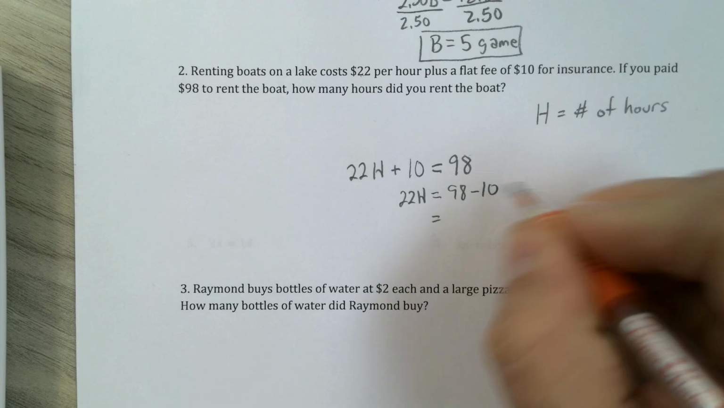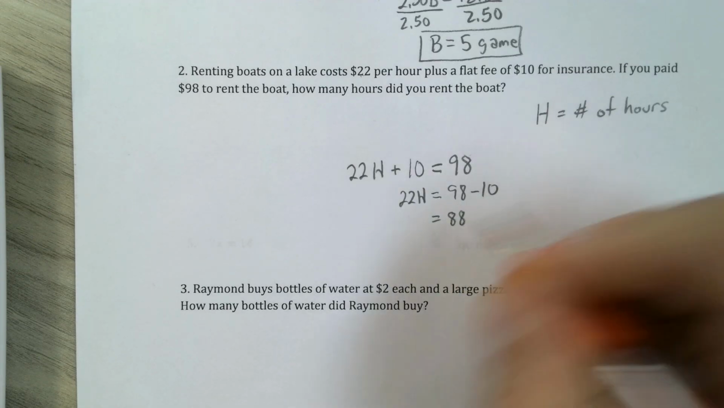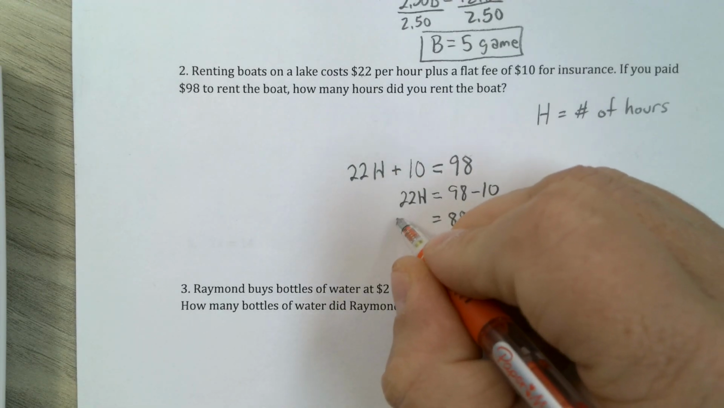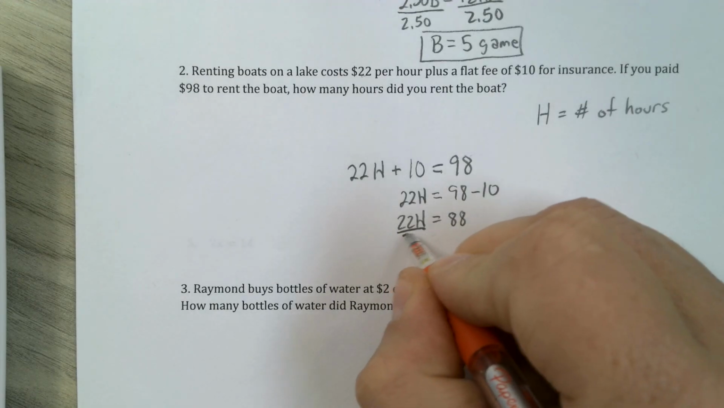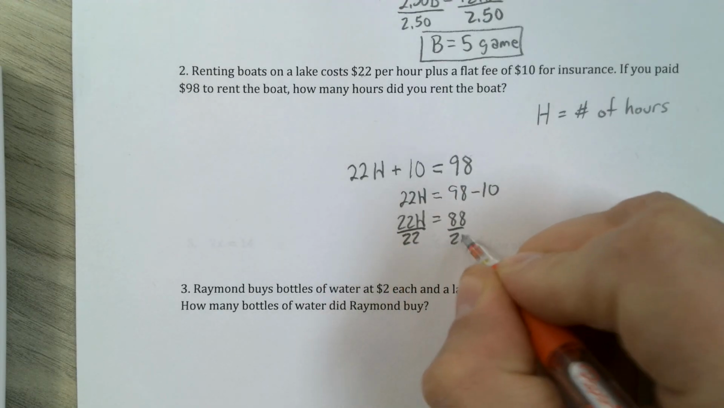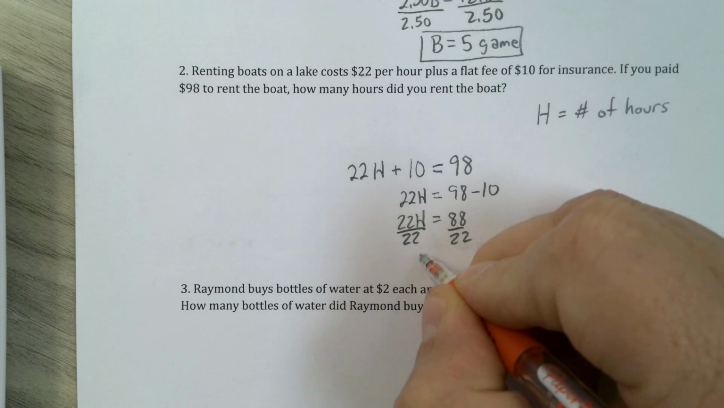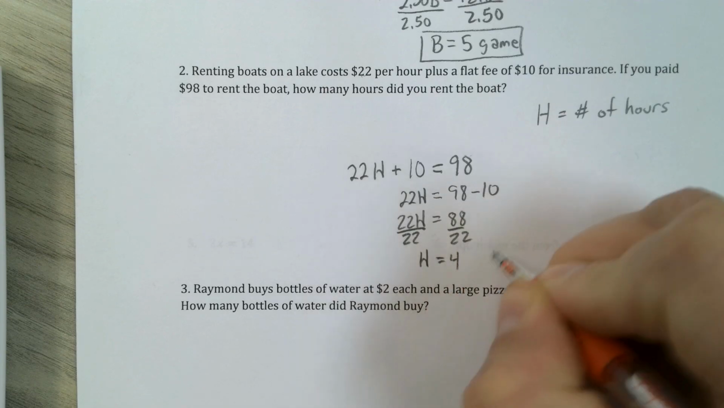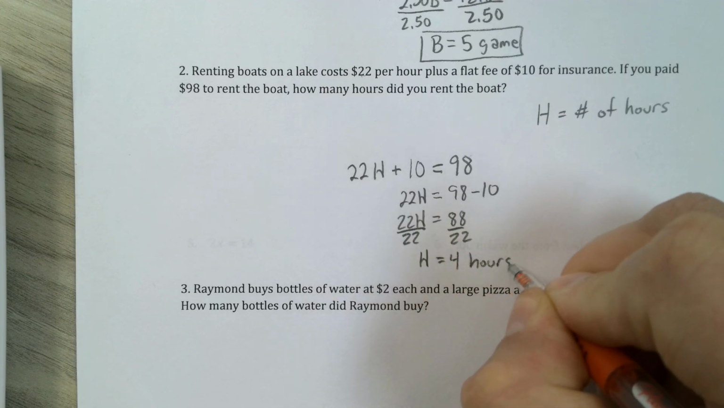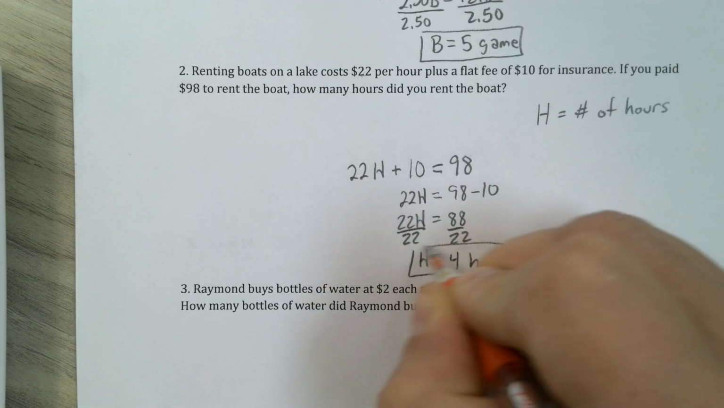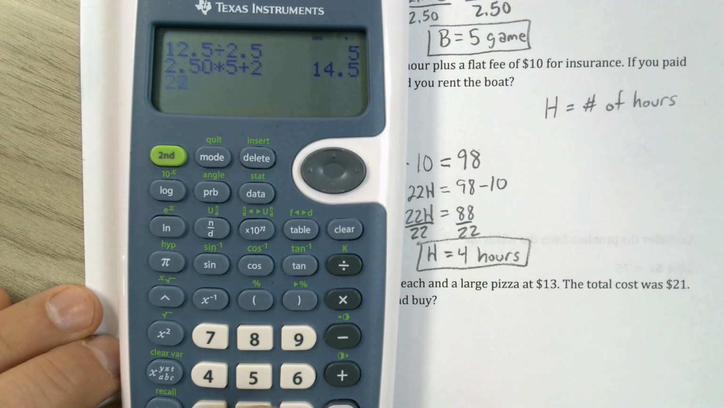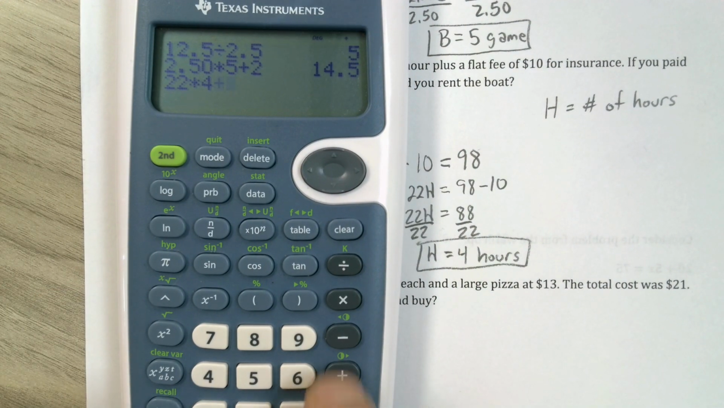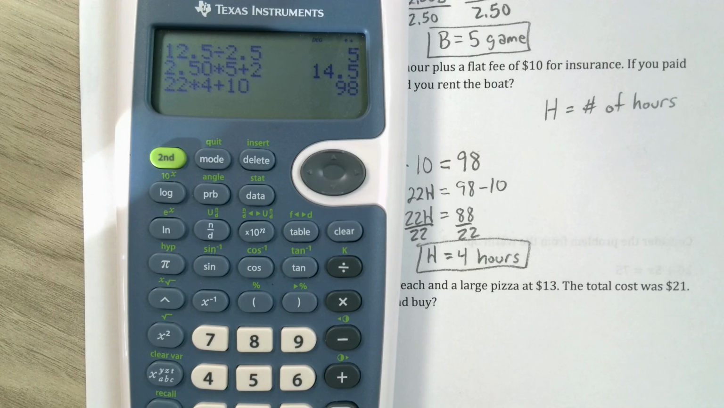And then I'll combine 98 minus 10, because it is a war. Positives win, so we subtract. And then our last step, division, always divide by what's in front of the variable, in this case 22. So we wind up with H equals 4 hours. So you'd have to rent the boat for 4 hours for it to cost you $98. We can confirm that. So 22 times the 4 hours plus the $10 for the insurance is 98.